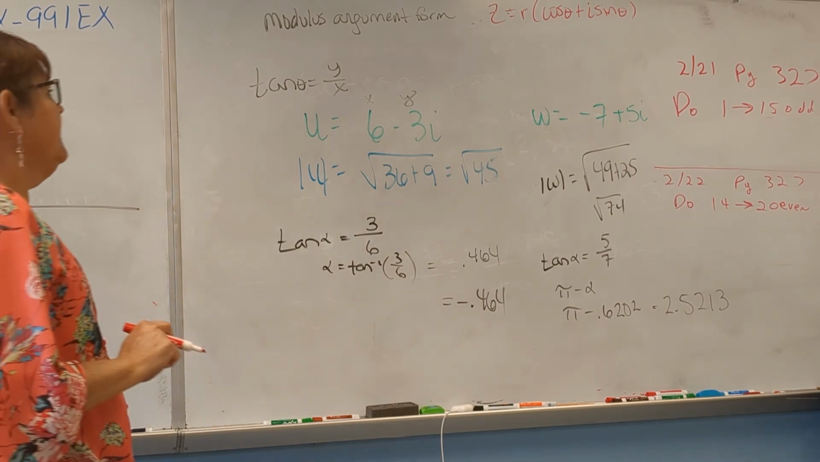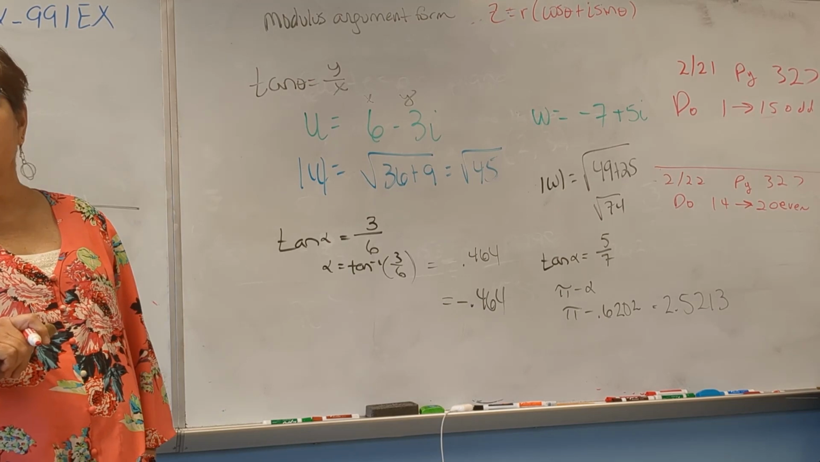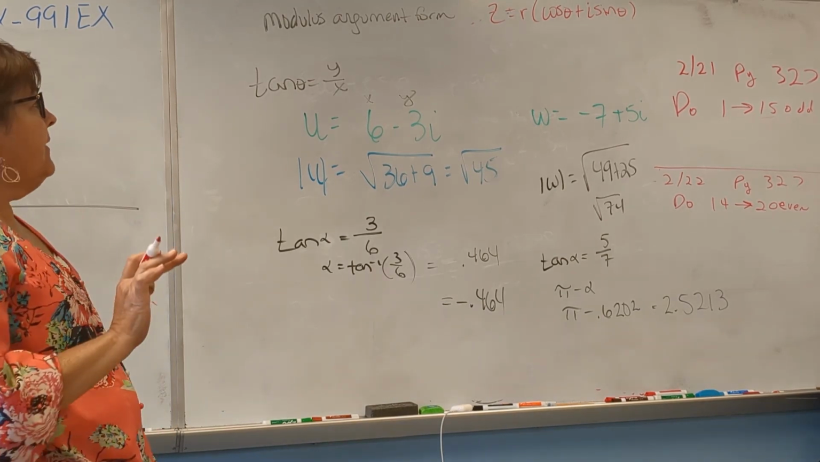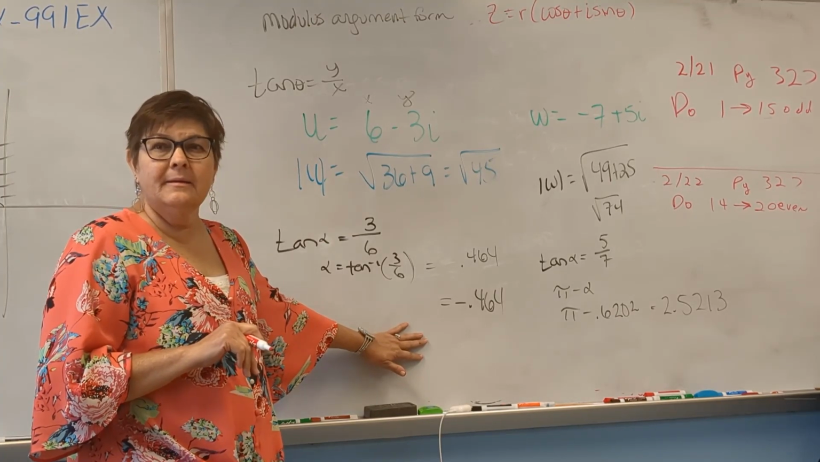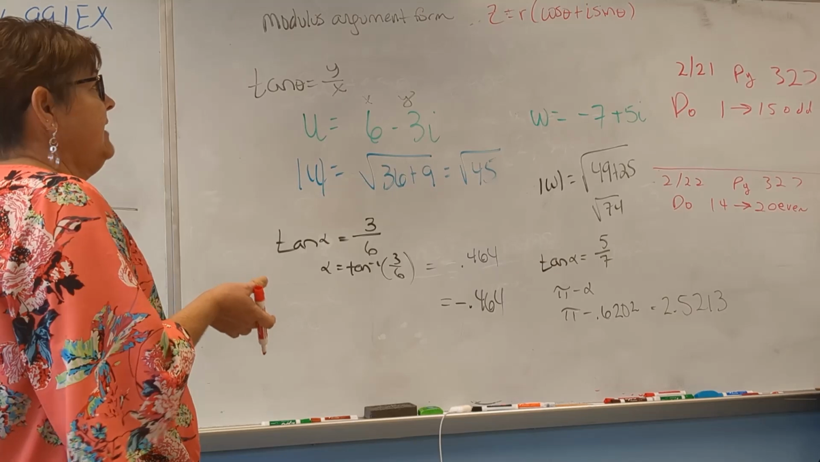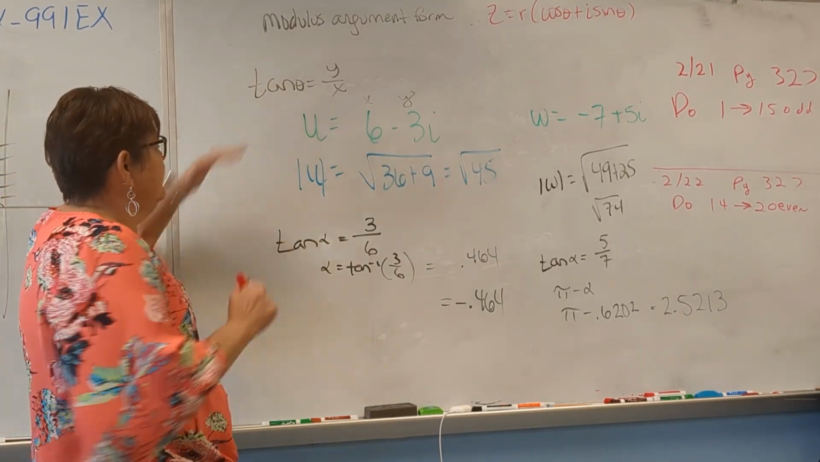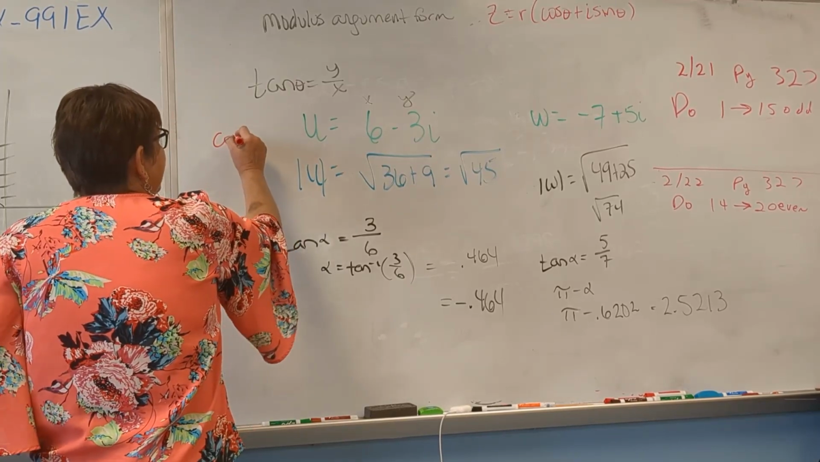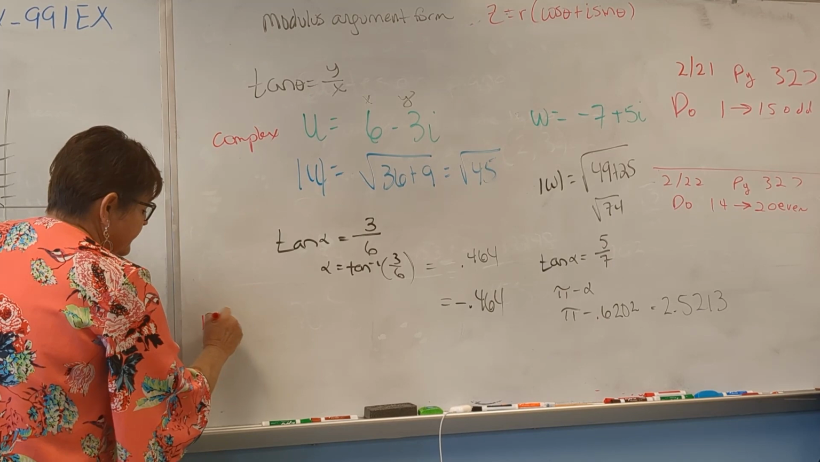So, R is the modulus, and then theta is the argument we've been finding. Does that make sense? Okay. So, in this case, let's do the first guy, from complex form to modulus argument form.